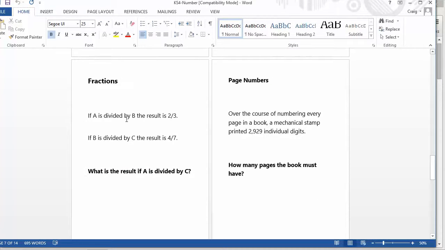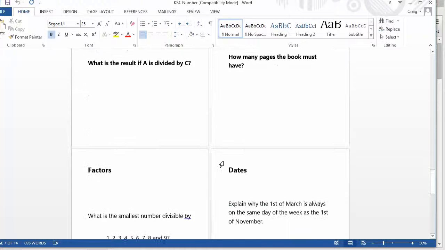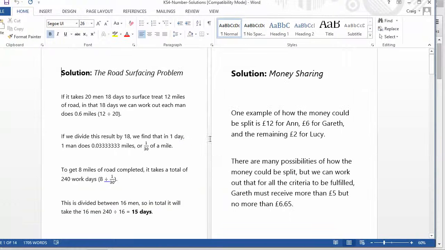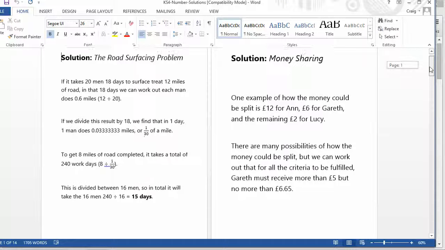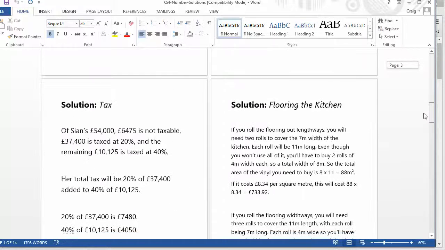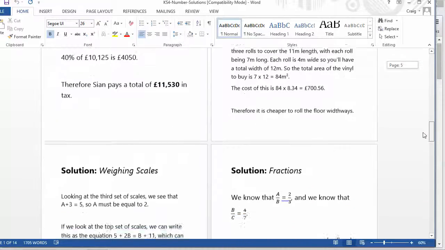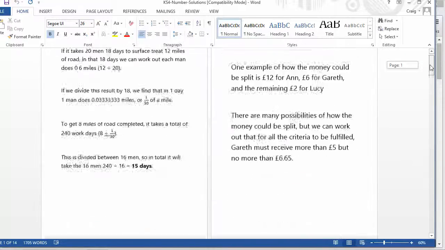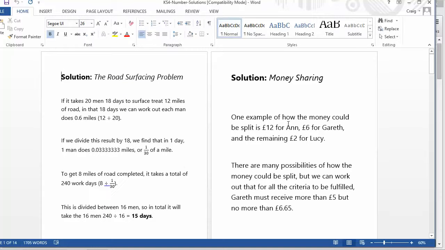If A divided by B, the result is 2/3. B divided by C, the result is 1/7. What is the result if A is divided by C? Challenging stuff. And now, fortunately for me anyway, the solutions are provided here. So we have the money sharing problem, the road surfacing problem, the one we looked at before. We've got babysitter, we've got the floor in the kitchen problem we've just discussed, the A divided by B, and so on. So if, like me, sometimes you struggle with these things, fortunately the solutions are provided.